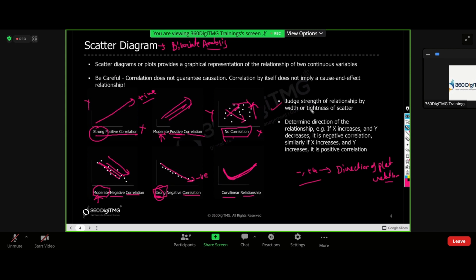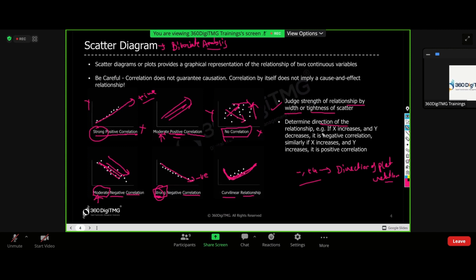So we will judge the strength of the relationship by width or tightness of the scatter. If they are very close pegged to each other, it means it's a good relation. But here they are not closely pegged to each other. There are multiple lines, but here it is close to only one line. Hence we are saying strong relation.